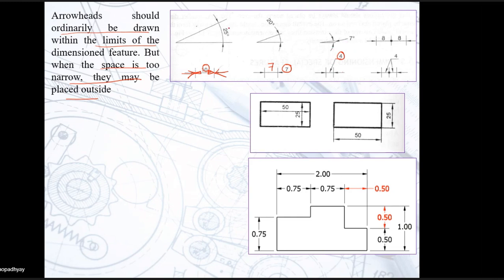Same for angular dimension. Say 25 degree, you have easily placed it here. But if there is no place for this 20 degree, you place it outside. Again 7 degree, that is much smaller. Then this will be 70 degree. Okay, you place it outside using a leader line.